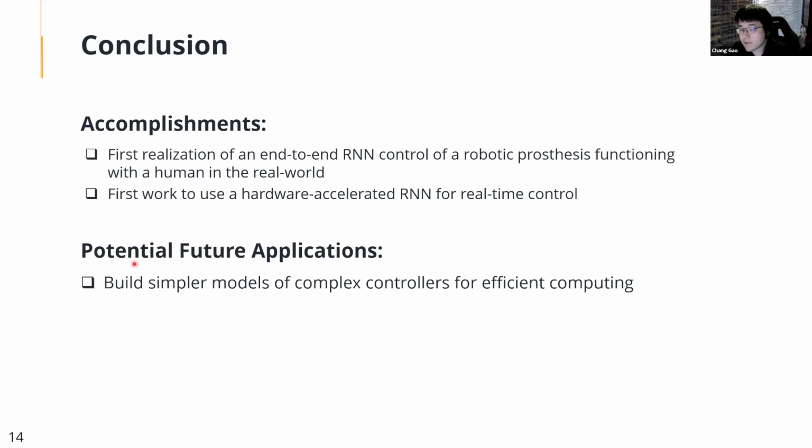For potential future applications, we want to build simpler models of complex controllers for efficient computing. For example, in reality, the size of the network doesn't have to be so big. It can be much smaller, like 2 or 4 times smaller. Plus, we can also apply compression techniques like pruning to further reduce the size of the network. So it's promising to have a very simple network that can reduce the number of computes compared to a complex controller.